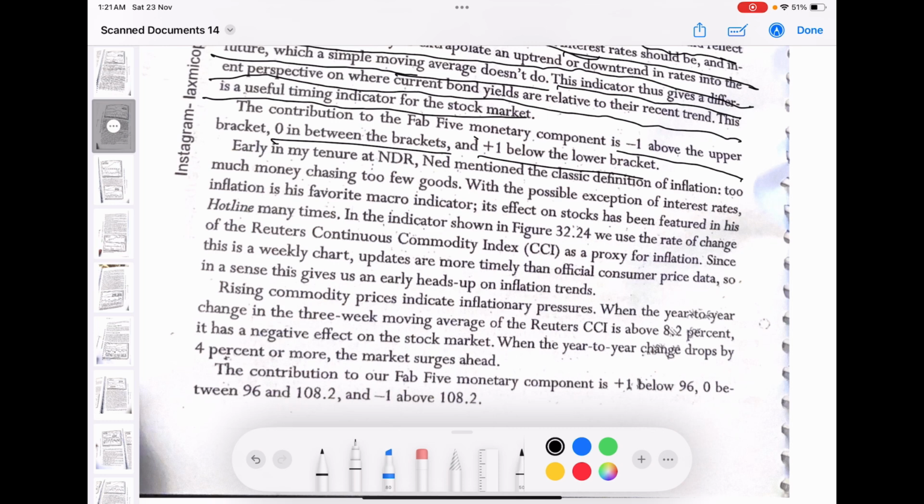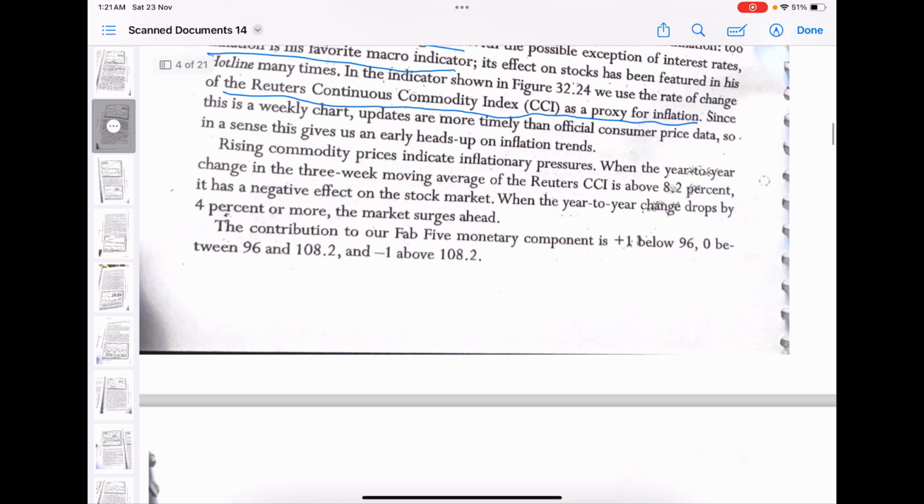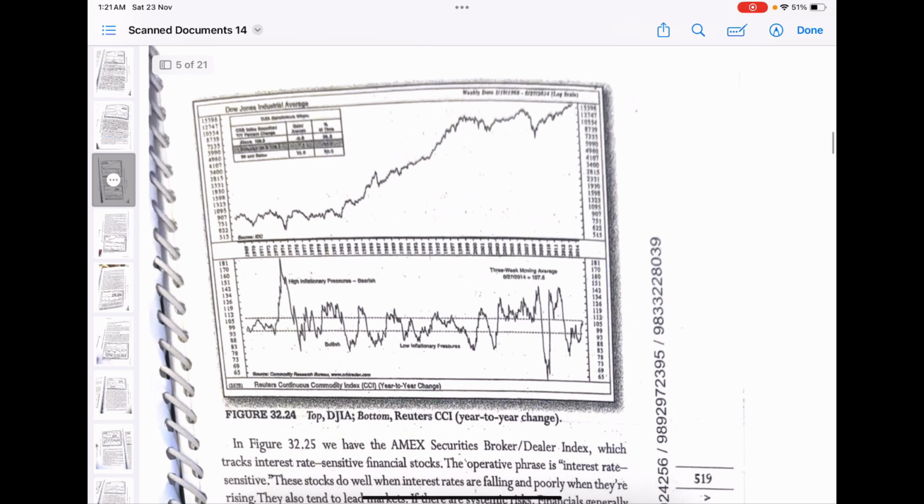Early in my tenure at NDR, Ned mentioned the classic definition of inflation: too much money chasing too few goods, with the possible exception of interest rates. Inflation is his favorite macro indicator. Its effect on stocks has been featured in his hotline many times. In the indicator shown in 32.24, we use the rate of change of the Reuters Continuous Commodity Index as a proxy for inflation.